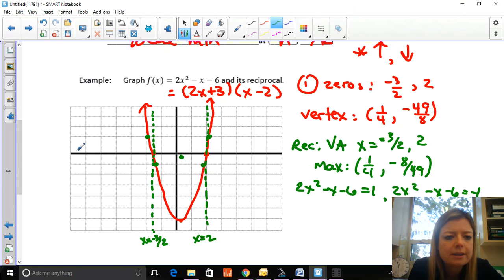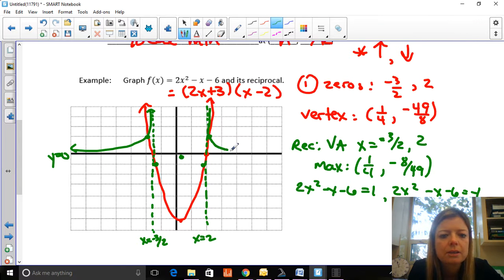So then you can analyze all the information. This is decreasing in this little section, so that means my reciprocal will be increasing in positive and basically get right up to those asymptotes. In this section, it's increasing in positive, so this will be decreasing in positive. And here I'm going from increasing up to my maximum and down to decreasing. So there you have it.